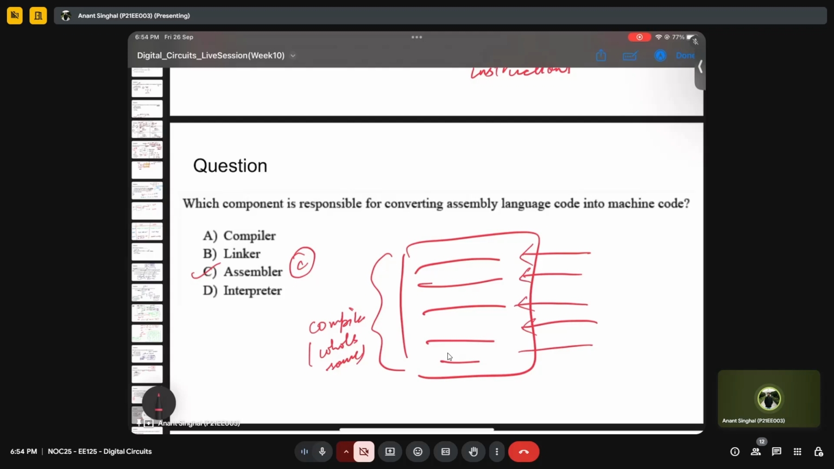The interpreter goes one by one, executing one statement at a time, unlike a compiler which translates everything and then runs the code. And the linker is just used for linking, the name is already there. So the correct answer is that to convert assembly language into machine code, we require an assembler. So option C is the correct answer for this problem.